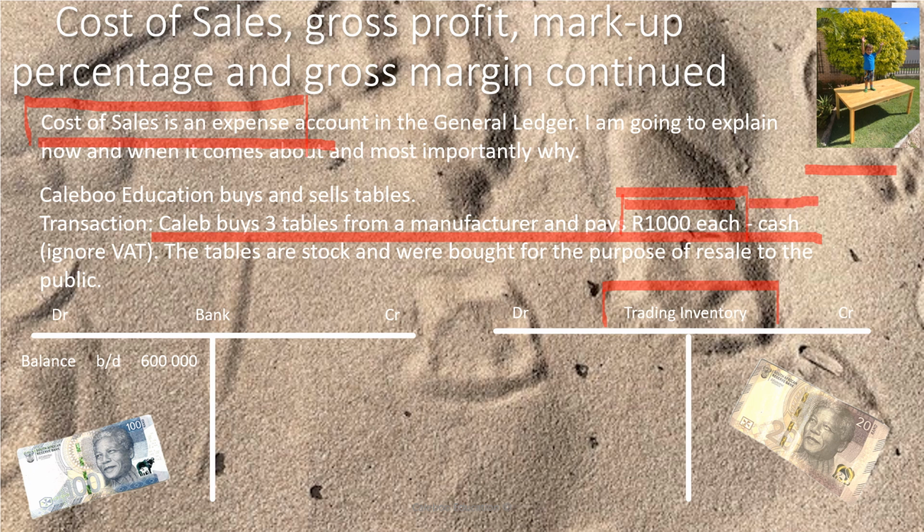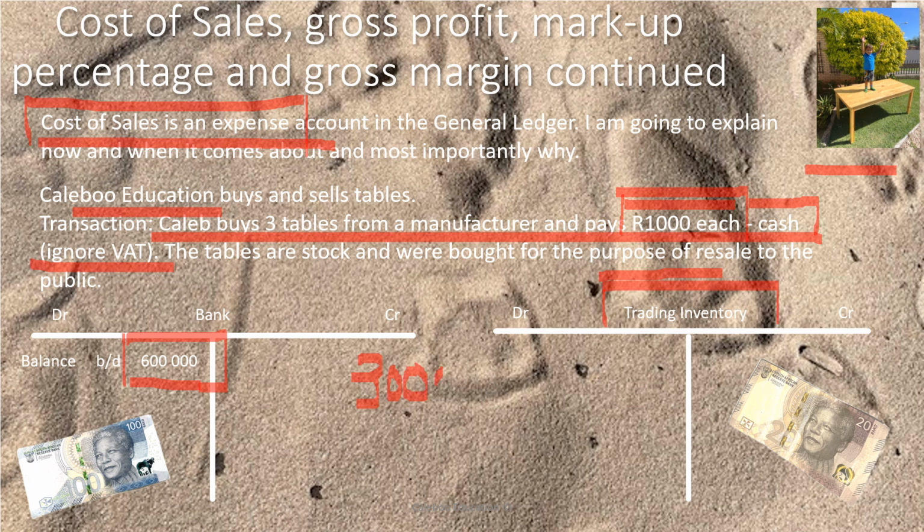This stock was bought for cash. We're ignoring any taxes. So Caleb, or Calebu Education, is sitting with 600,000 Rand from prior transactions in their bank account. So 3 tables are purchased, 1,000 Rand each. Let me quickly show you what happens here. I'm using T accounts to explain this.